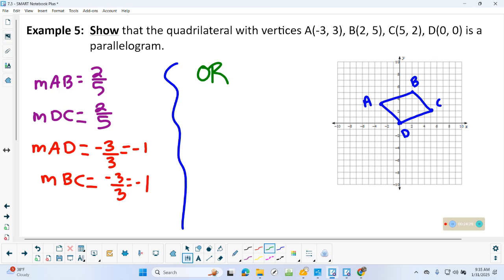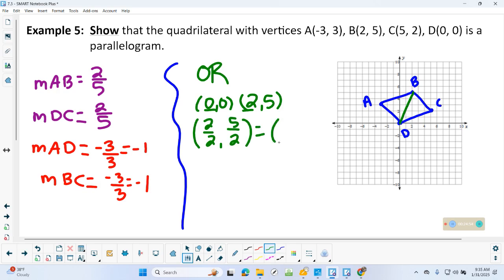You could do the diagonals bisect, meaning you could do the midpoint of DB. So D, of course, was 0, 0. B is at 2, 5. And I'm just going to midpoint formula those. 0 plus 2 over 2, yes, I'm going to make it a 1. 0 plus 5 over 2. So I'm going to put 1, 5 over 2.